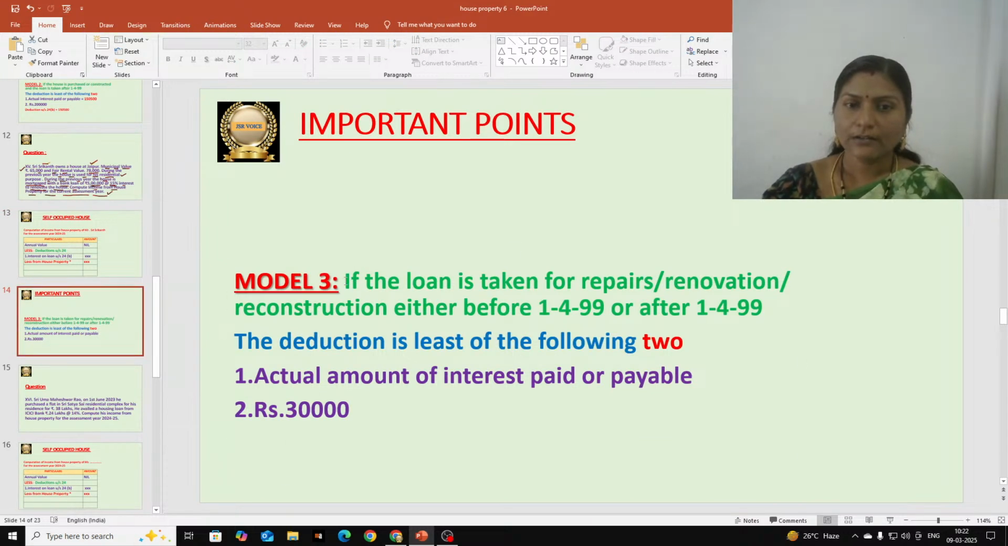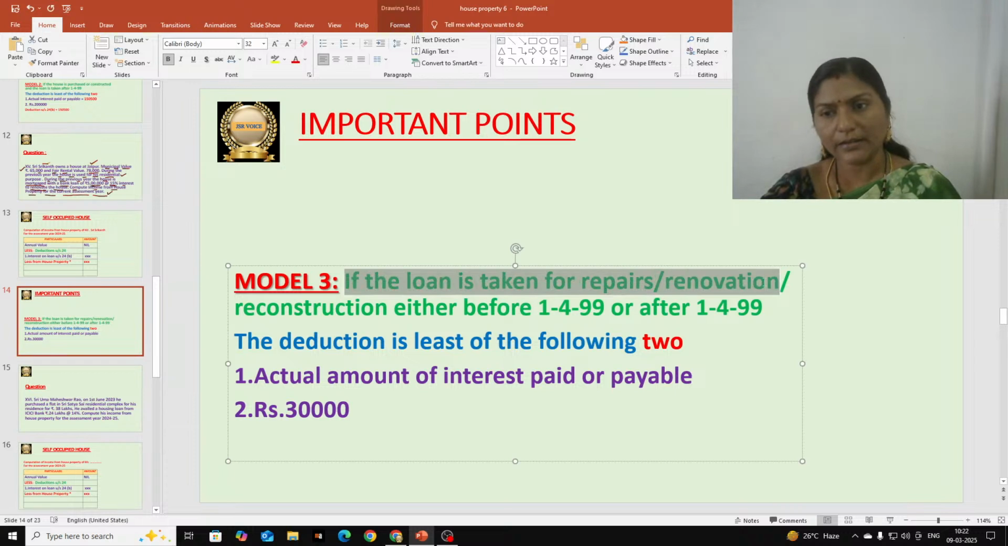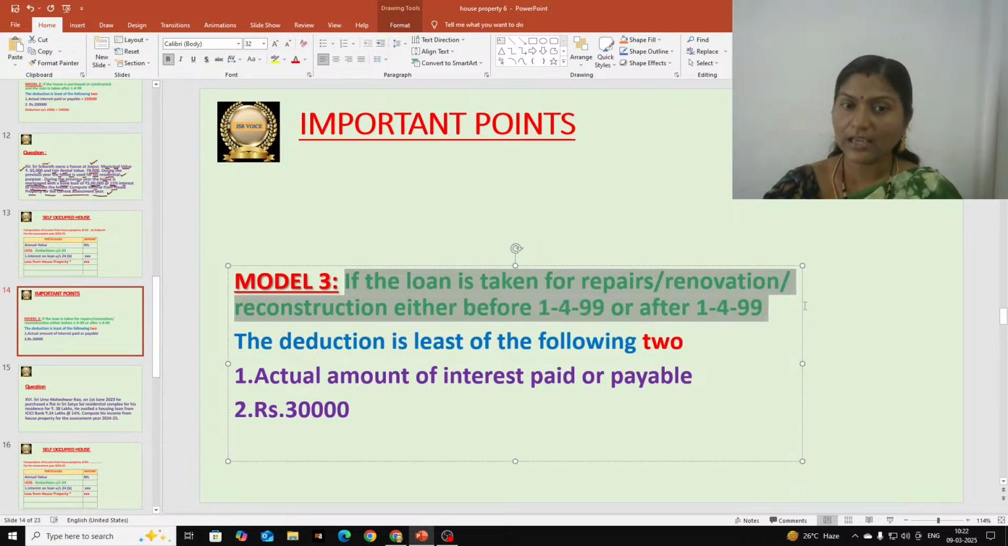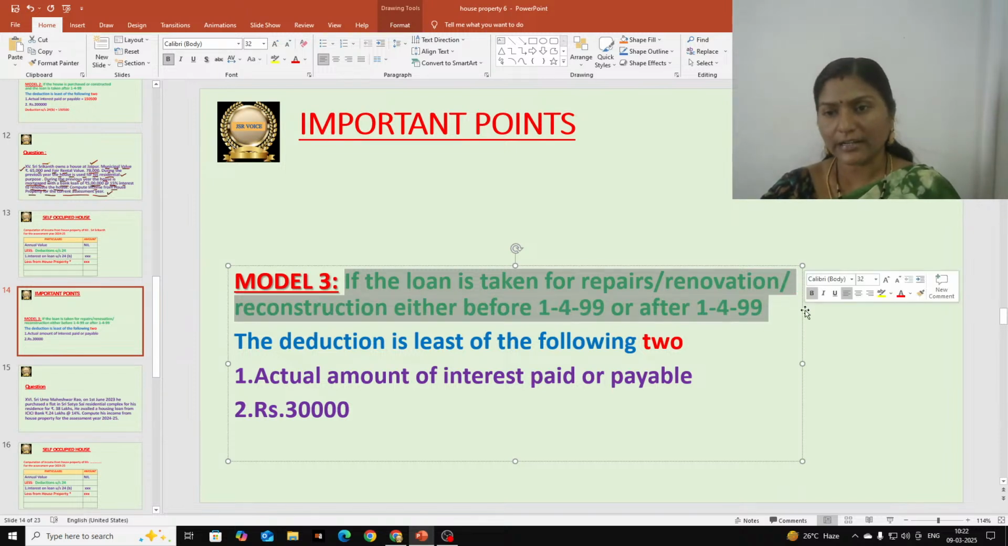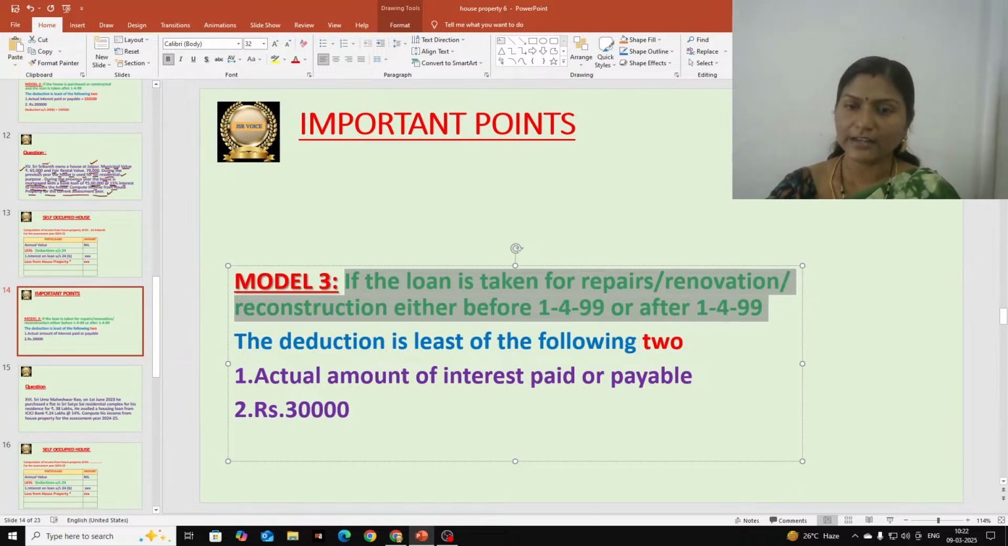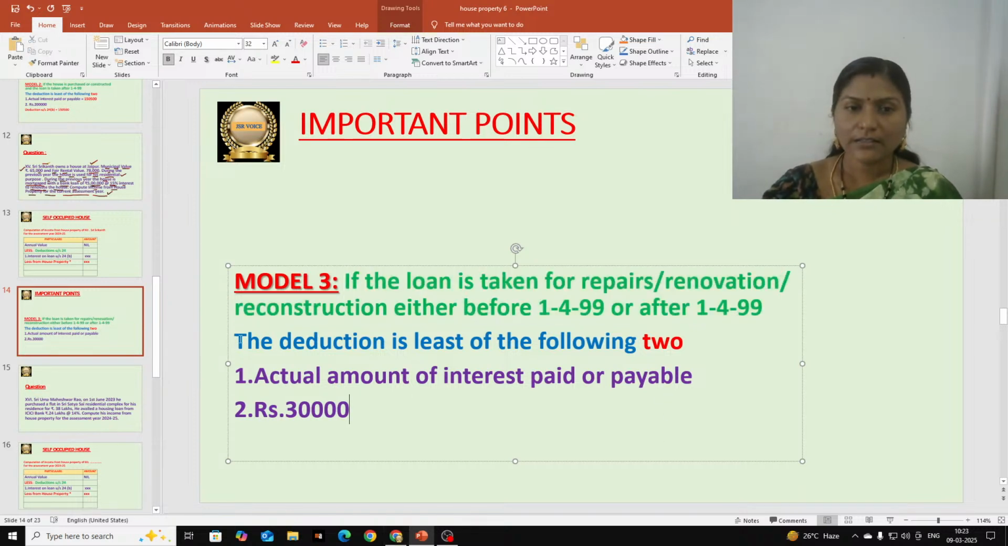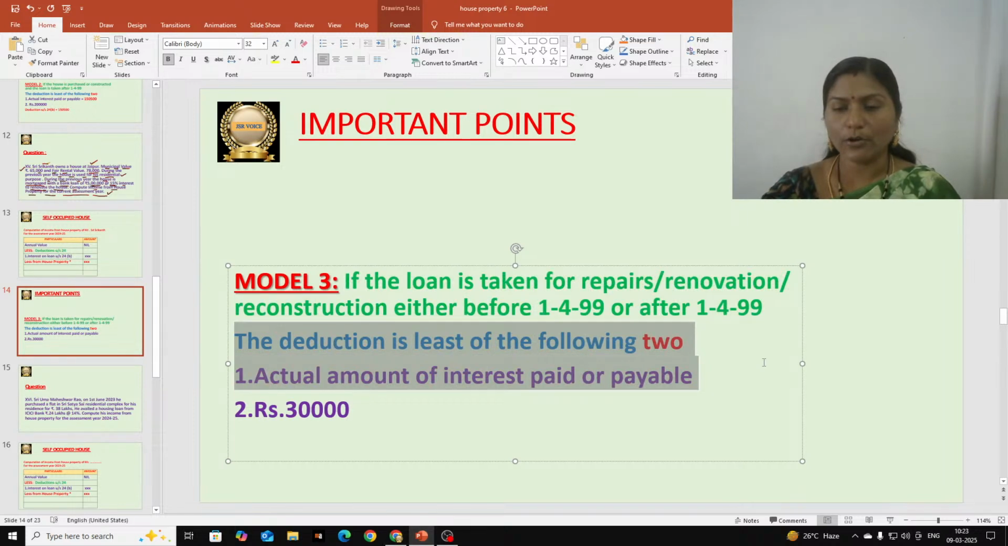If the loan is taken for repairing, renovating or reconstructing the house, either before 1-4-99 or after 1-4-99, here the date is not important. He may take that loan before 1-4-99 or after 1-4-99, the rule is the same. But the loan should be taken for what purpose? Either for repairing, renovating or reconstructing the house. Then the deduction is this one. The deduction is the least of the following two.